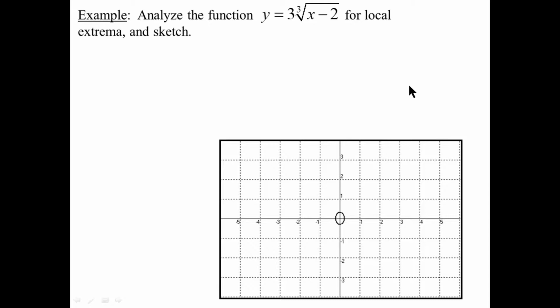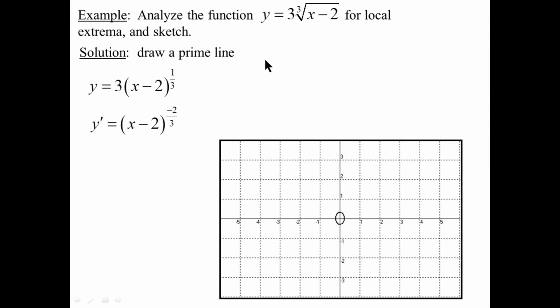Moving on, let's go again. Analyze the function for local extrema and sketch. Solution, draw a prime line. I've rewritten the function because it's 3 times x minus 2 to the exponent 1/3. Now differentiating, it will be x minus 2 to the negative 2/3, which implies that it's actually in the denominator, squared under a third root sign.